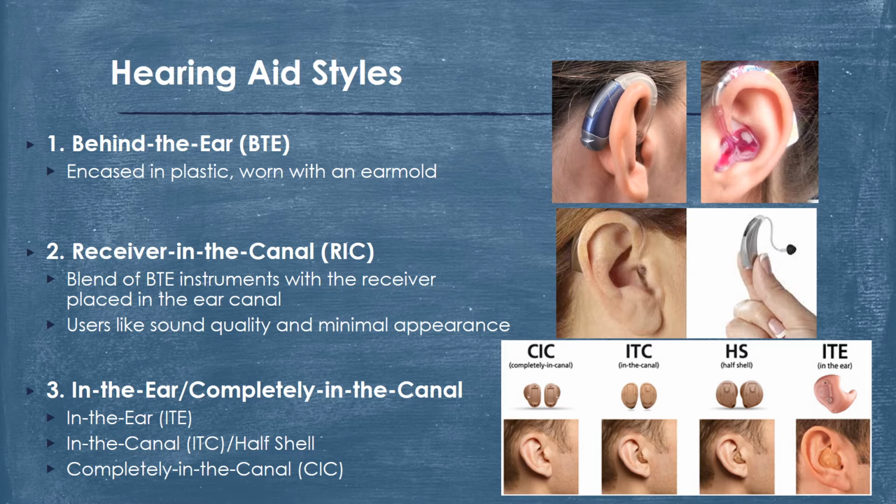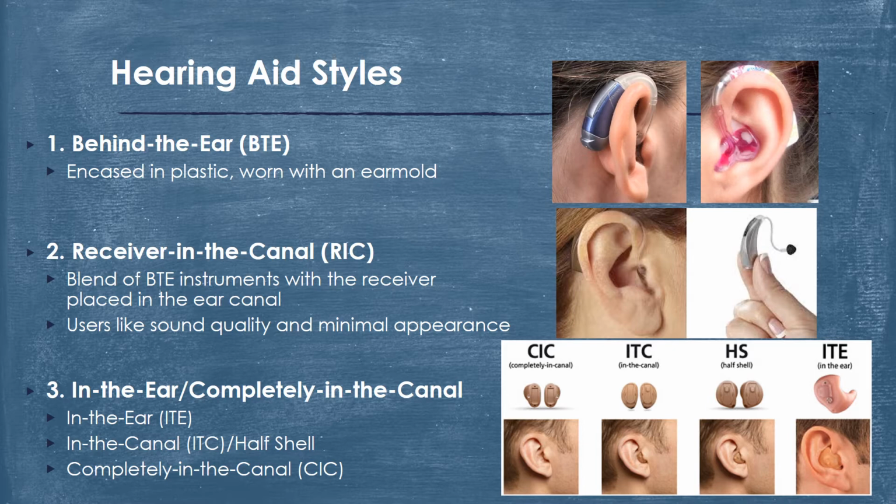And kids' ears grow. So we want to be able to order a new ear mold as they grow, which could even occur in 1 month in some babies. You know how fast babies grow. So those are commonly used for people with pretty severe to profound hearing losses as well as children.